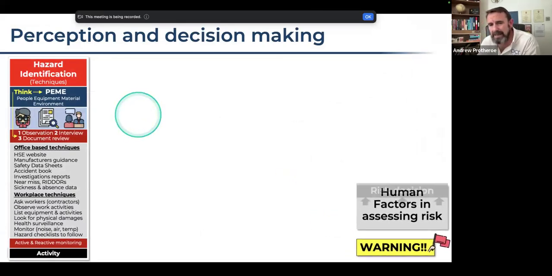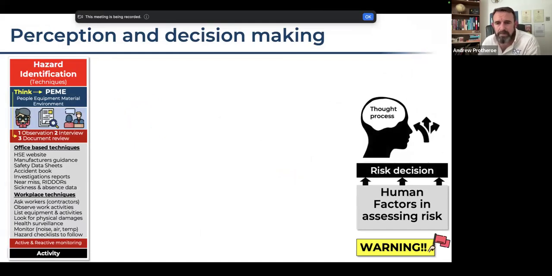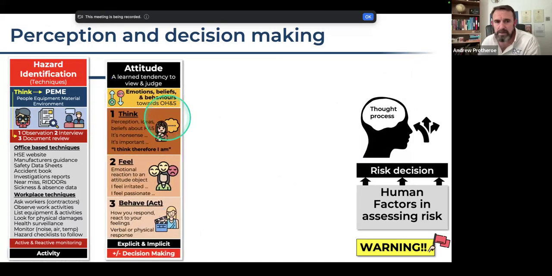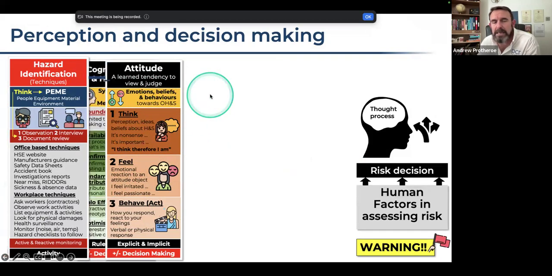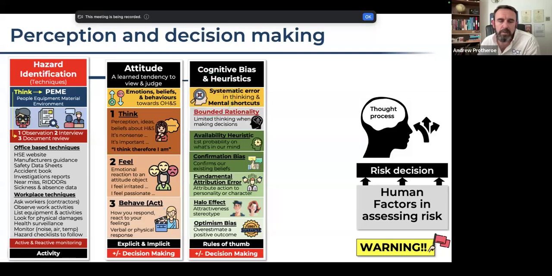There's human factors in risk assessing. There's human factors in doing work. There's human factors involved in doing accident investigations. Not just the attitude of the person, it's the attitude of us, isn't it? What we think, feel. Our emotions are going to guide our incident investigations. We've got to be clued up on cognitive biases and heuristics, our bounded rationality, and all the other heuristics that are out there, because there's loads of them as well, as we know.